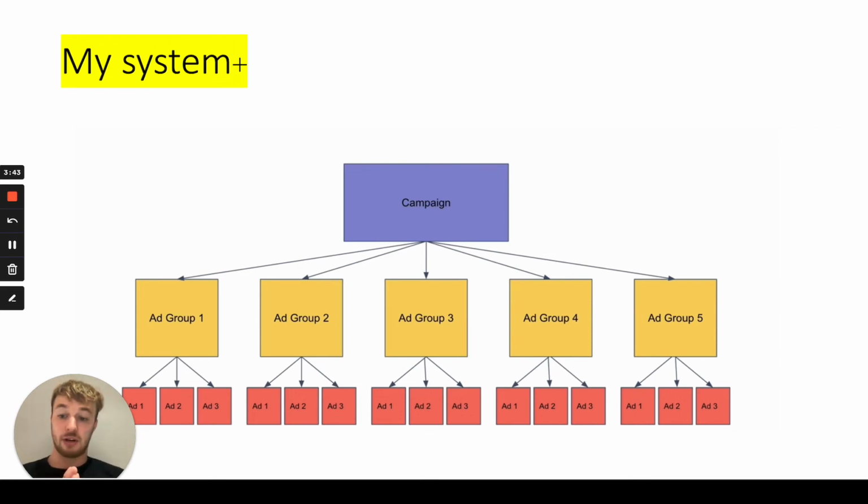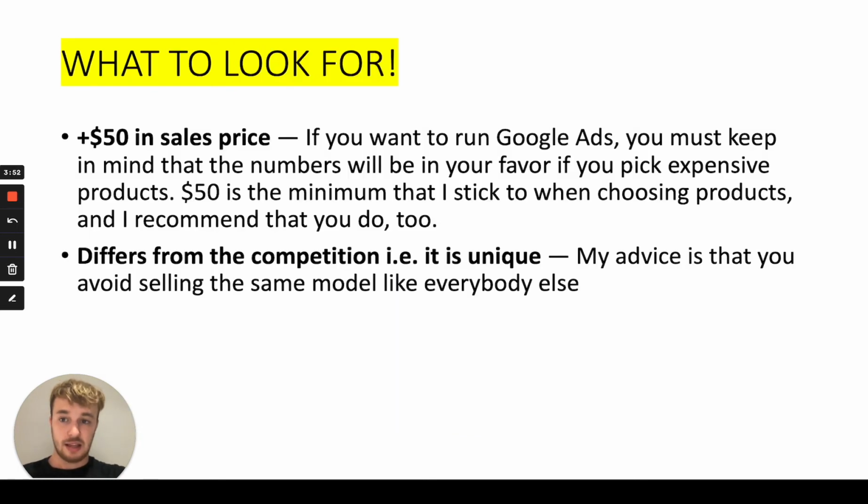In that case, you can really get great results and start seeing your first $500 profit per day using Google Ads. Now the next thing is what to look for. You have to look for at least a minimum of $50 in commissions on the sales price. Now, if you want to run Google Ads, you must keep in mind that the numbers will be in your favor if you promote more expensive products.